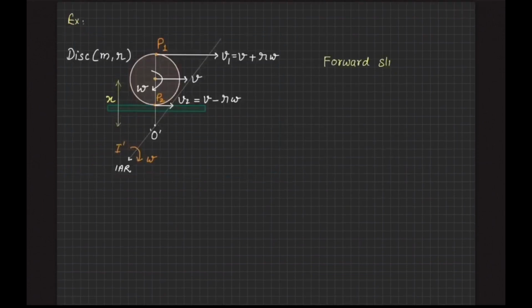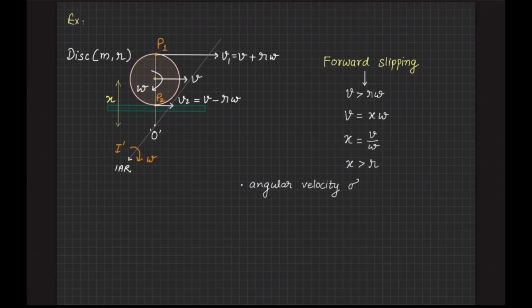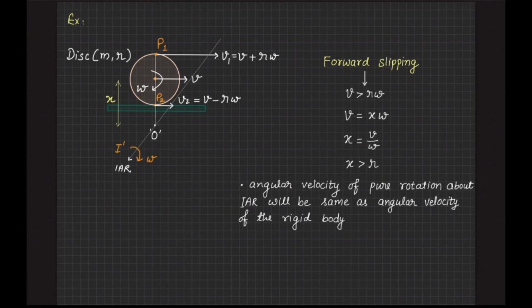Let's see another example of rolling with forward slipping. In this case, V is greater than r omega, and let V be equal to x omega. Here V equal to x omega gives the location of instantaneous axis of rotation, and x will be equal to V upon omega, that is greater than r. Also, it is worth remembering that angular velocity of pure rotation about instantaneous axis of rotation will be same as angular velocity of the rigid body, which is unique.